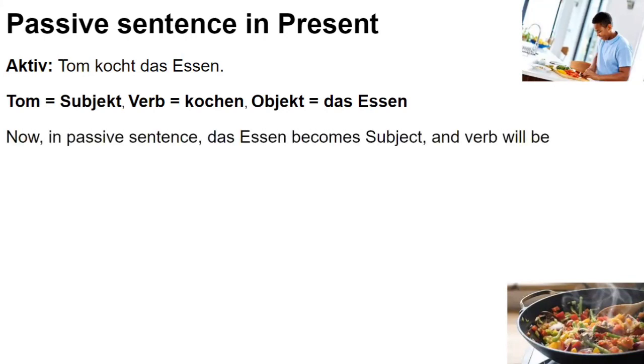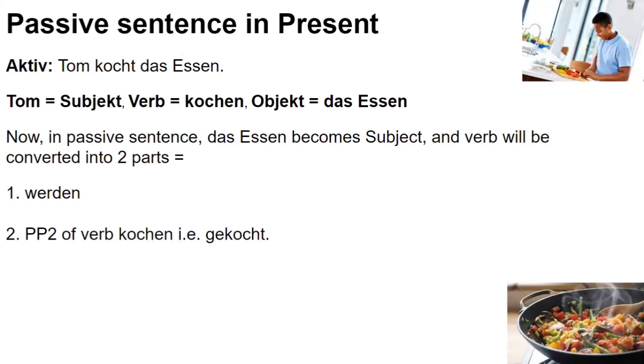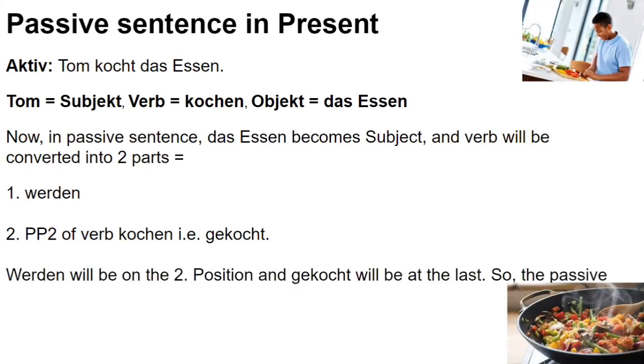Now, in passive sentence, das Essen becomes subject and verb will be converted into two parts. Nummer 1, werden. Nummer 2, participle perfect form of verb kochen, that is gekocht. Werden will be on the second position and gekocht will be at the last. So, the passive sentence will be das Essen wird gekocht.